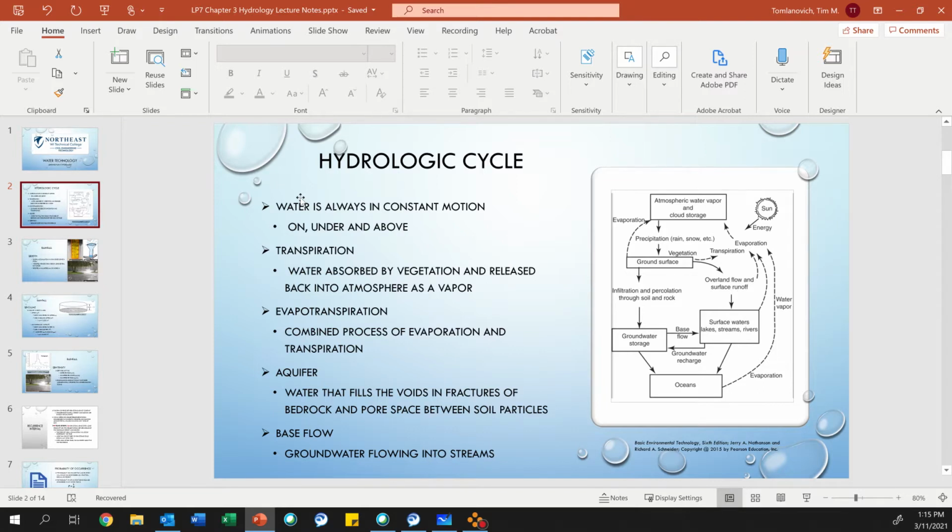A more technical term: transpiration. I don't know if you remember hearing this from your science class. Water absorbed by vegetation and released back into the atmosphere as a vapor. We have evaporation, which is basically sun, wind, temperature. Water levels in lakes will decrease if the precipitation rate does not exceed the evaporation rate. Water levels go down.